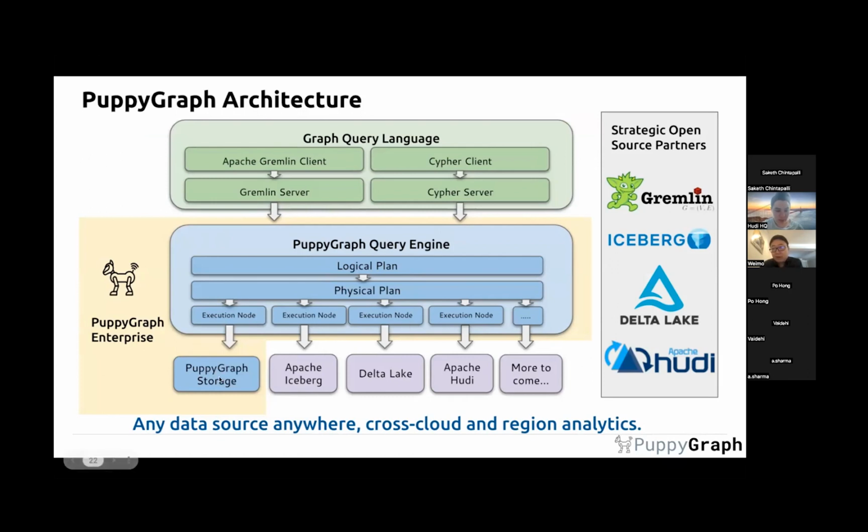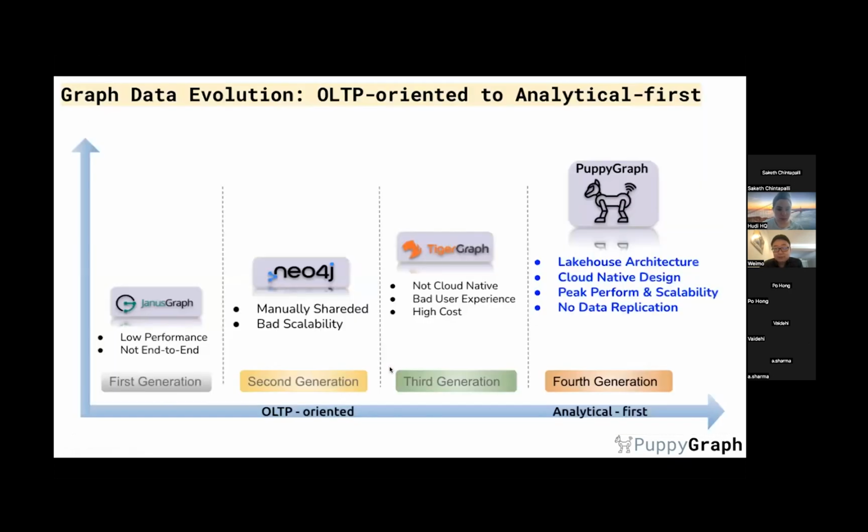And based on our engagement experience with customers, no one wants to load the data. They just want to keep their data as it is. By doing this, we have lakehouse architecture, cloud native, peak performance, and no data replication. We don't need to maintain another copy of the data and check whether it's synced with the ground truth, since the data is just in Hudi, and Hudi already handles features like data replication, whether it is synced with the data source, and also the distribution. All of this has been addressed by Hudi, so we just leverage this advantage.